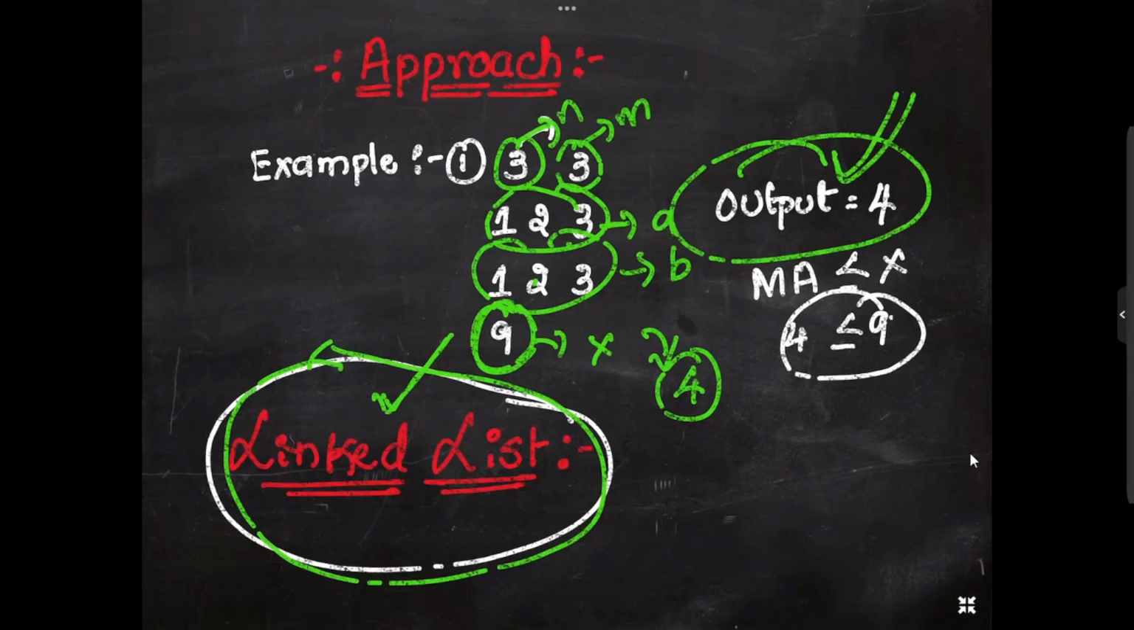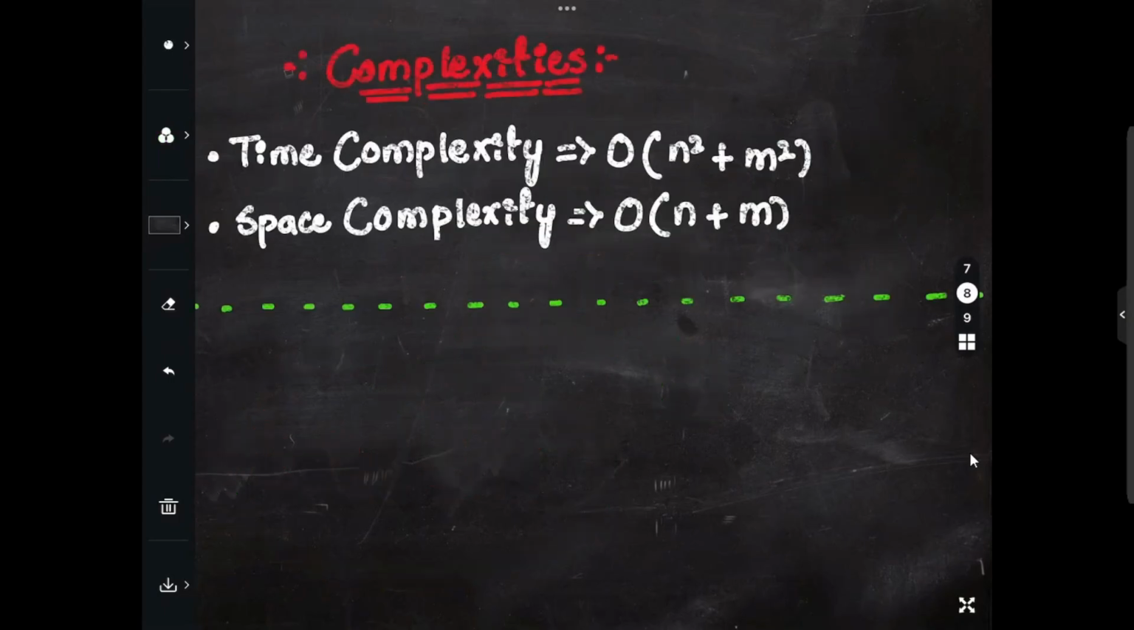As we are completely familiar with the approach, let's discuss the complexities very quickly. So what would be the time complexity here? The time complexity would be big O of n square plus m square, right? Nothing but the row square plus column square here. n is represented by the row and m is represented by the column. So here the time complexity would be big O of n square plus m square.